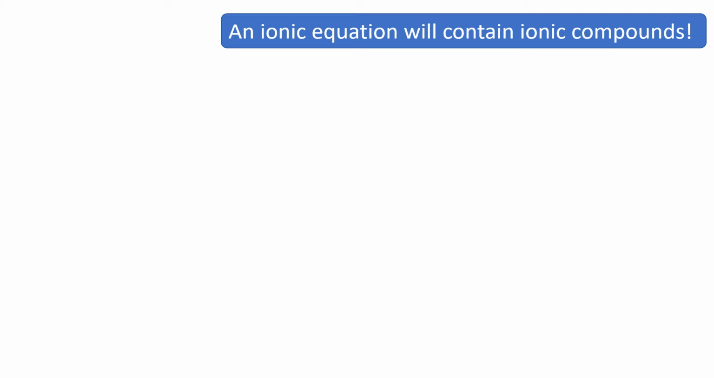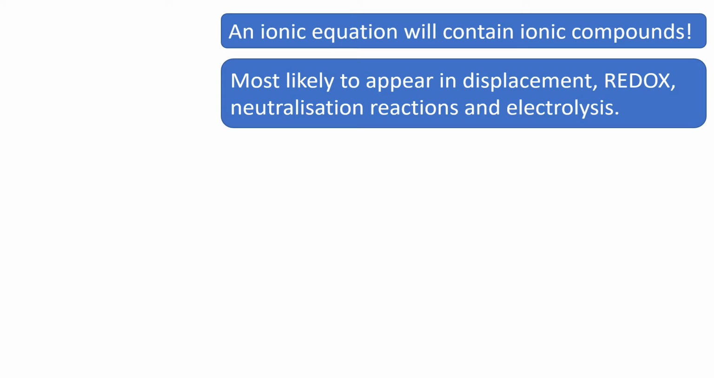Firstly, with any kind of ionic equation, you need to recognise that you are working with ionic compounds. You should know what that means: a metal and a non-metal, pluses and minuses, and that's going to be important here. It could occur in many areas of the exam or curriculum, but in particular it tends to appear in displacement reactions, in redox reactions (reduction oxidation reactions), often talked about when we talk about neutralization reactions, and in electrolysis.